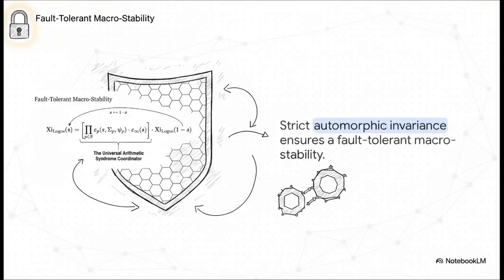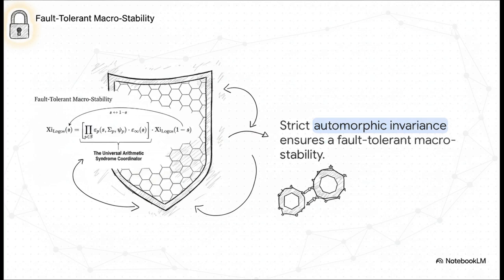Well, the answer lies in the global functional equation. It acts as an incredible fault-tolerant shield. For our universe to be mathematically valid, it requires strict automorphic invariance under a generalized scale inversion. Look at the symmetry in this equation.